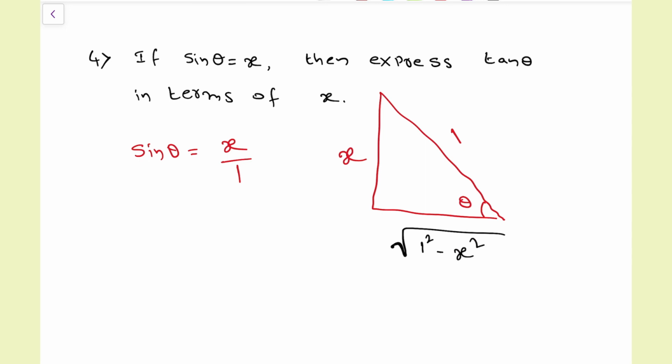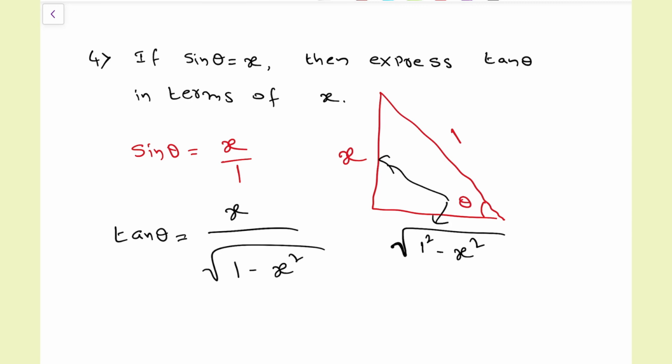So now he is asking to find out the tan theta, right? So tan theta equals, tan theta is nothing but opposite by adjacent. So for theta, opposite is x divided by adjacent, which is under root 1 square minus x square, that is, under root 1 minus x square. He is asking just to represent in terms of x only, so my answer is already in terms of x only. No need to worry. But in case I ask express tan theta in terms of sine theta, then wherever you have x, in the place of x you need to substitute sine theta. So our final answer will become tan theta equals sine theta by under root 1 minus sin square theta.